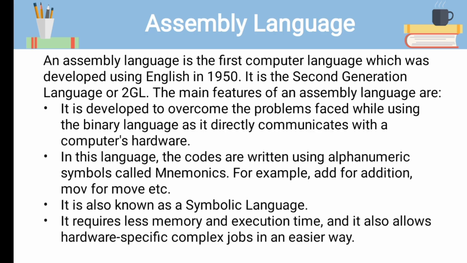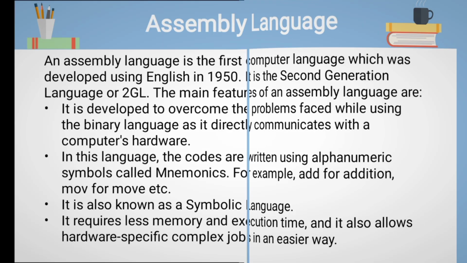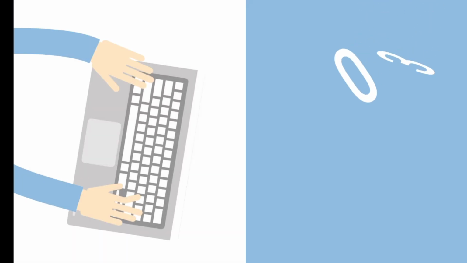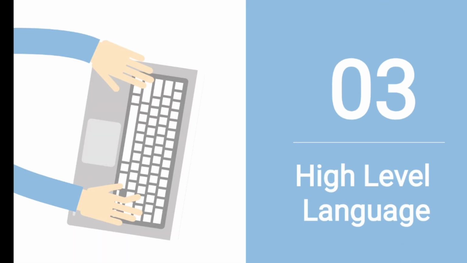Like machine language, assembly language is also machine dependent. Since a computer can only understand machine language, an assembly language program must be converted to machine language. This can be done using a translator program known as an assembler. Is that clear? Next we will learn about high level language.